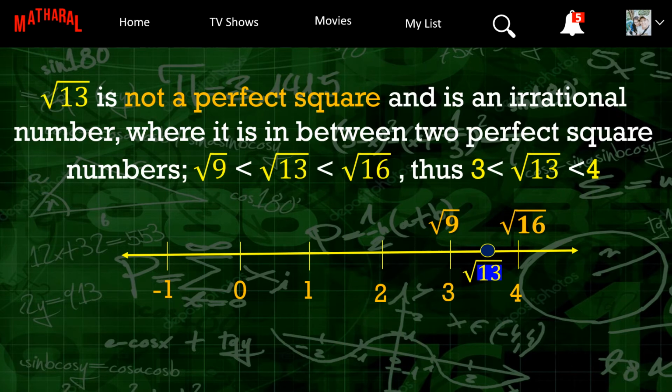So, before we proceed on that, I just want to share with you the series of perfect square numbers. So, ito po yung mga perfect square numbers. Simulan natin kay 4, 9, 16, 25, 36, 49, 64, 81, 100, 121, 144, 169, 196, 225, 256. So, madami pa pong mga kasunod yon. Yun po ang mga perfect square numbers.